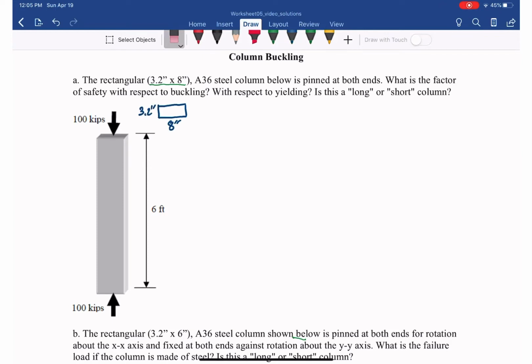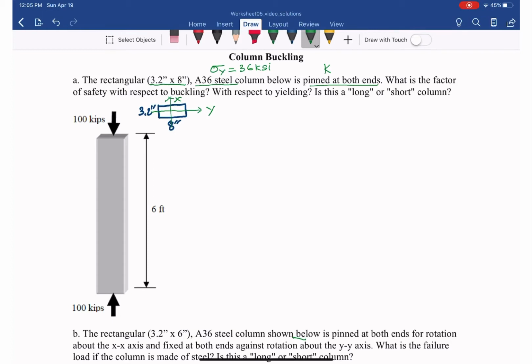If we call the axis here y and the axis here x, then it is an A36 steel column. From appendix B, we have sigma y equal to 36 ksi, pinned at both ends. As you can see, regardless of which direction, it is pinned at both ends, so we can determine the K, which is the effective length factor.